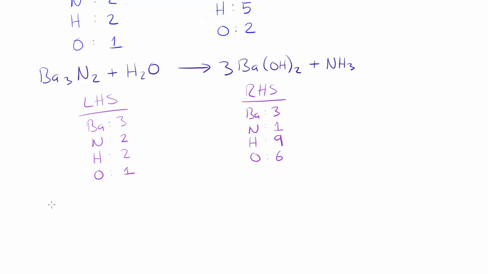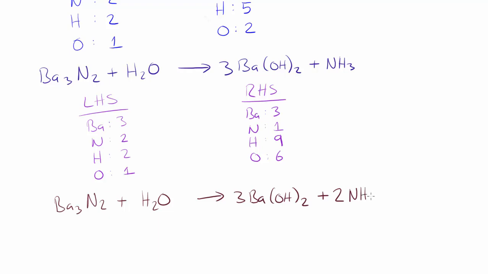So we get Ba₃N₂ plus H₂O produces 3 Ba₃OH₂ plus 2 NH3, right?